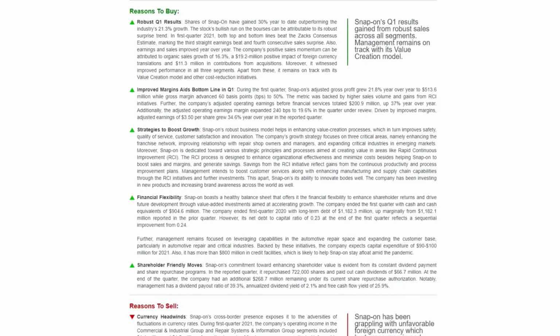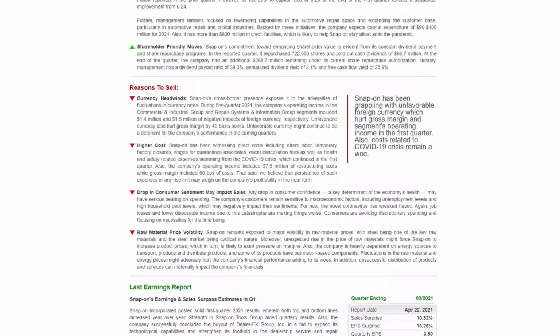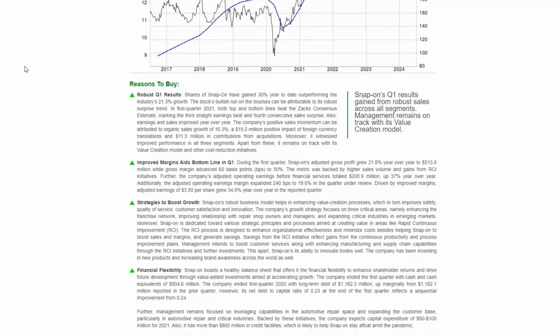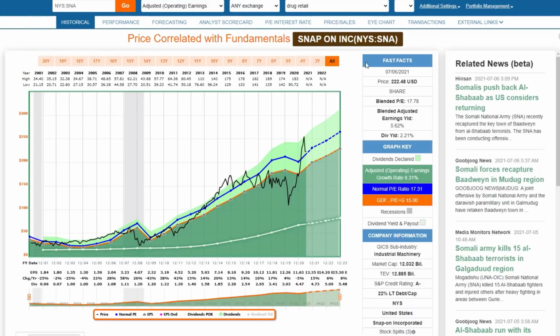I can look at Zacks analyst reasons why they think the stock is a buy, and I can go through this and read it. But they also give me the other side, which I like. They give me the negative side, reasons I might want to sell, risks that I might take in investing in the company. So I would go through that research and look at it closely.